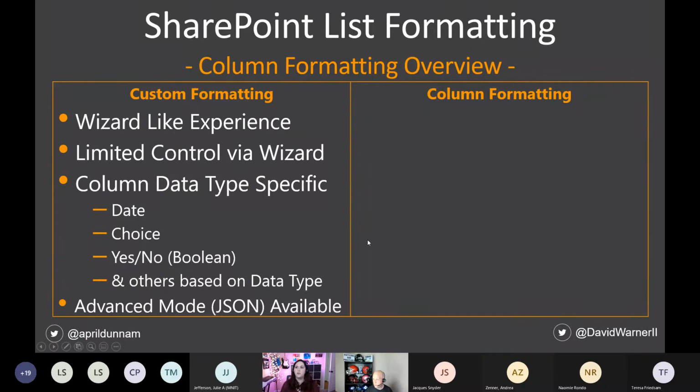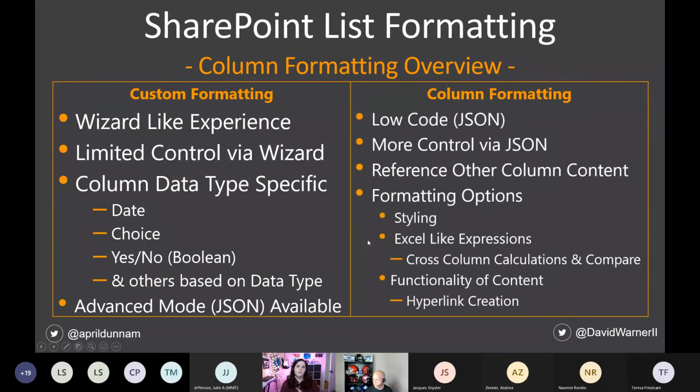On the other hand, though, we have the true full-blown column formatting, which is going to be your low-code JSON that you can apply to the particular column. So with this, obviously, you're going to have way more control than you have with the point-and-click wizard-like experience of custom formatting. You can also, with that, reference other column content as well. And we have a lot of options here as far as styling. We can even do things like Excel-like expressions. We can do cross column calculations and comparisons, kind of like how you would do with SharePoint calculated fields. And we can even change the function of what that column does.